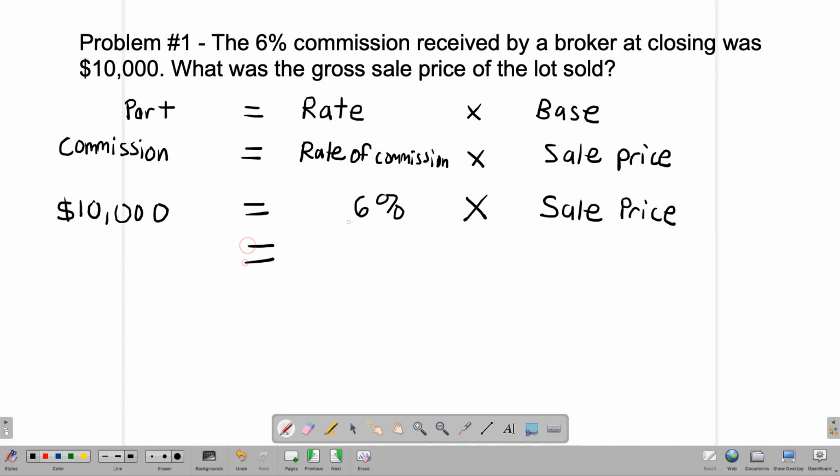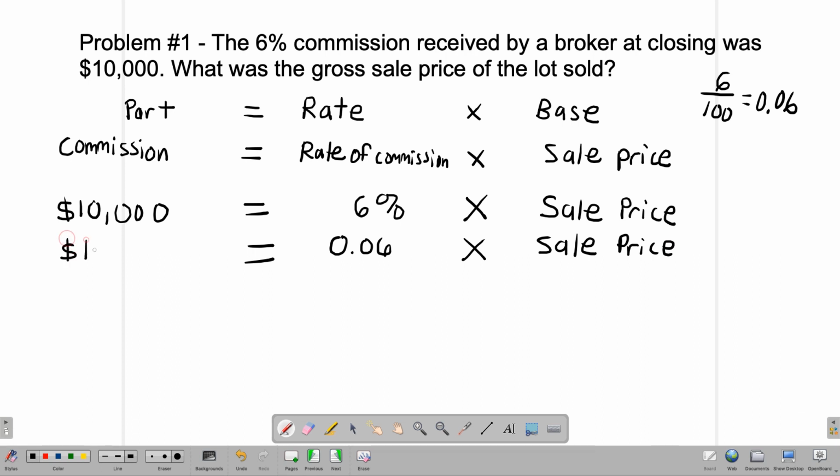All right, so we have to break this further. So 6%, when you divide by 100, is going to be 0.06. So we can't use the percentage directly. What we have to do is convert it to this value. That's saying 6 divided by 100 will produce 0.06. So we multiply times the sales price. And here we have 10,000 as our commission.